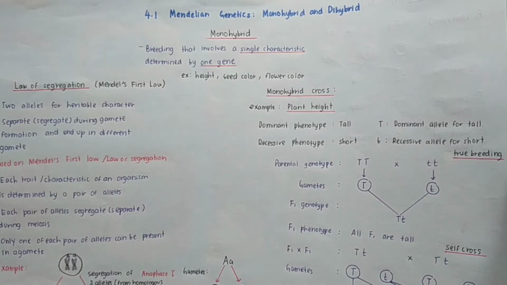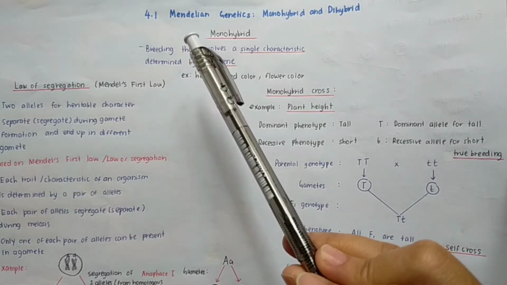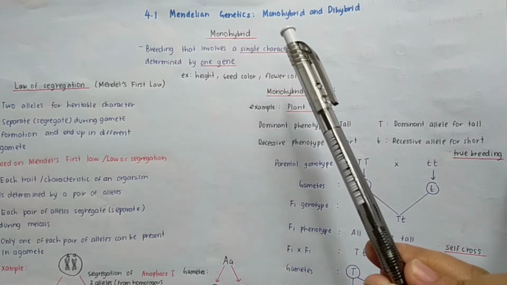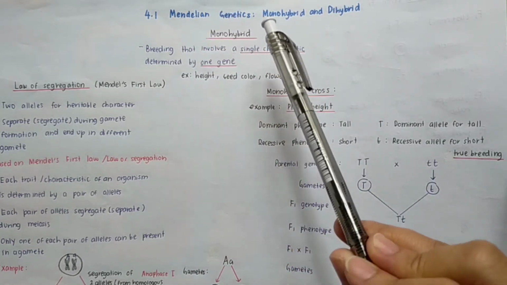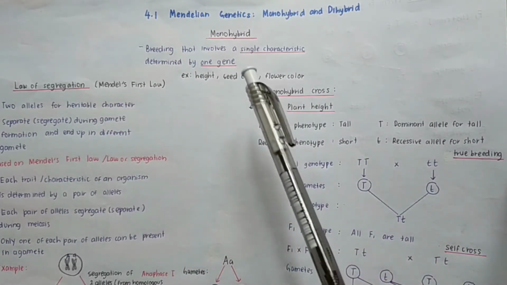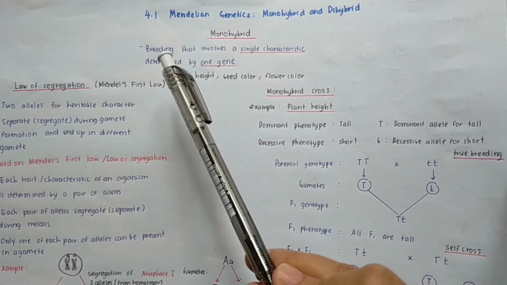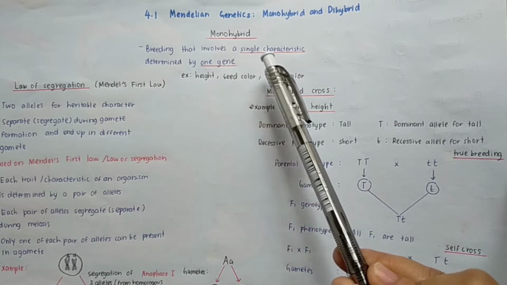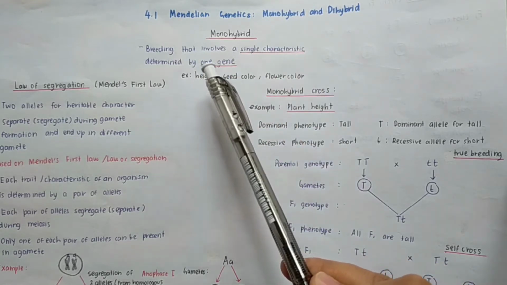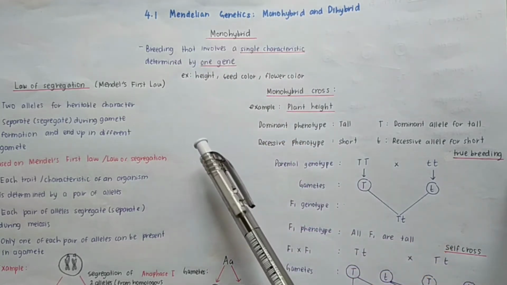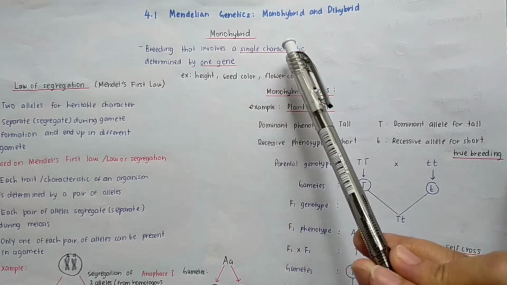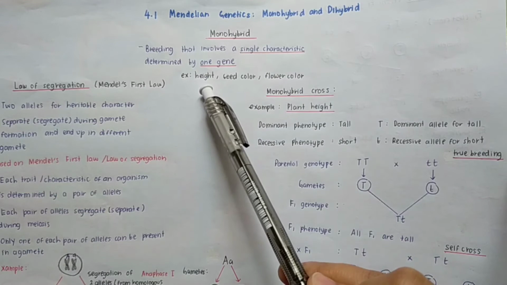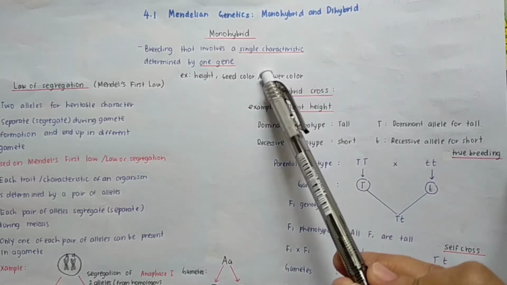So now let's proceed to subtopic 4.1, which is about Mendelian genetics, monohybrid and dihybrid. In this video, we focus on monohybrid. First of all, what is monohybrid? It refers to the breeding that involves a single characteristic determined by one gene. So the keywords here: it will involve a single characteristic. For example, height, seed color and flower color.